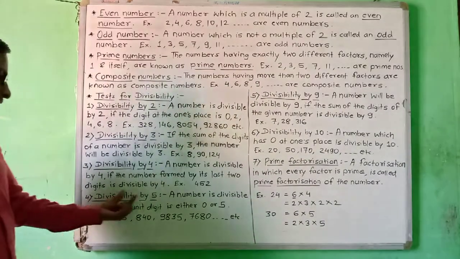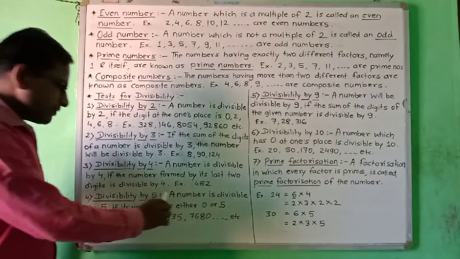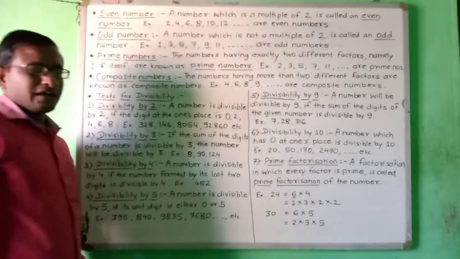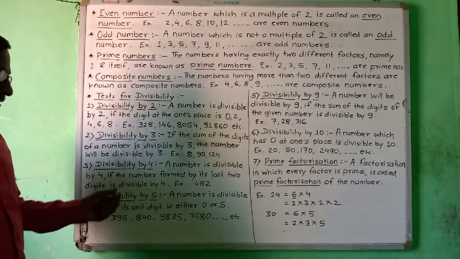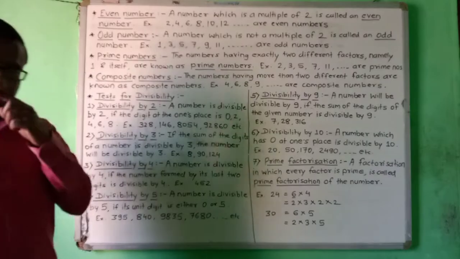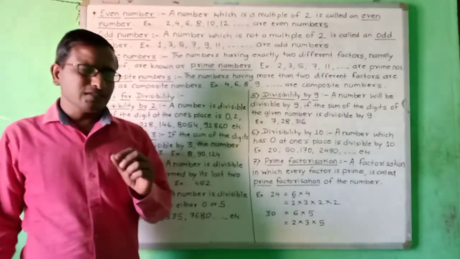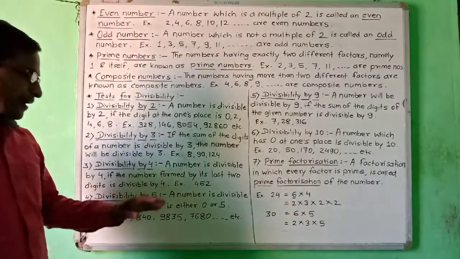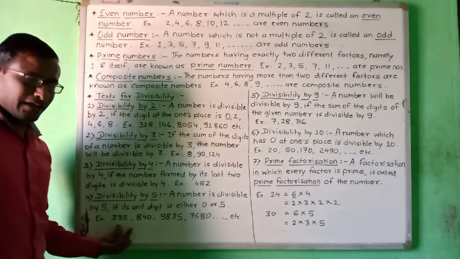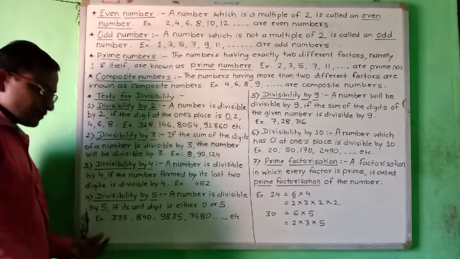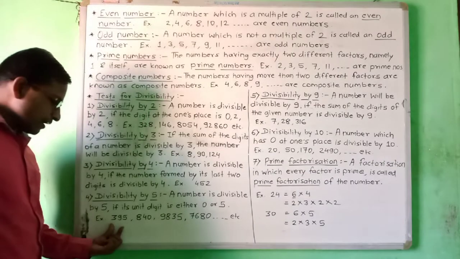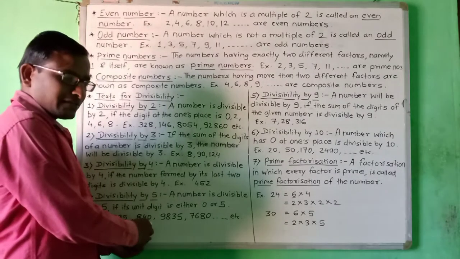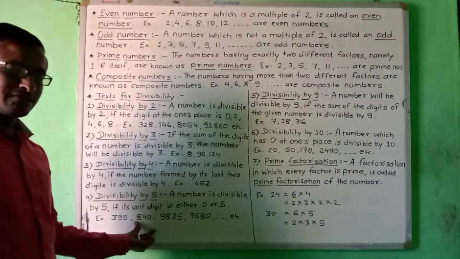Next test, divisibility by 5. Very easy test. A number is divisible by 5 if its unit digit is either 0 or 5. So all such numbers are divisible by 5. For example, see here 395: in the unit place 5 is present, so this number is divisible by 5. Next example 840. Here again in the unit place 0 is present, so again this number is divisible by 5.